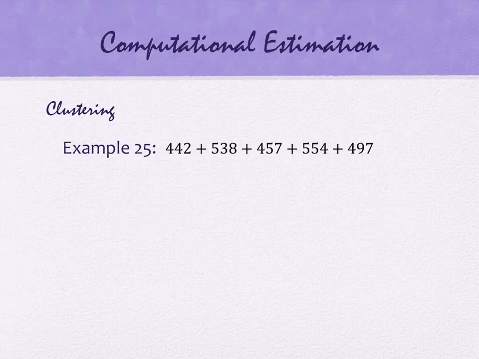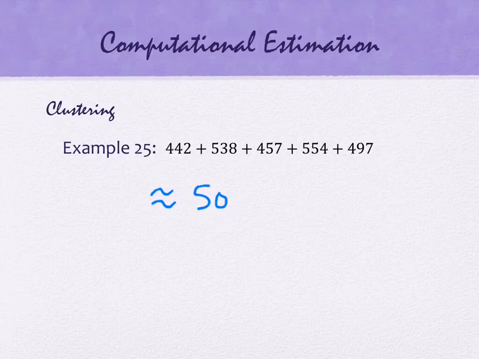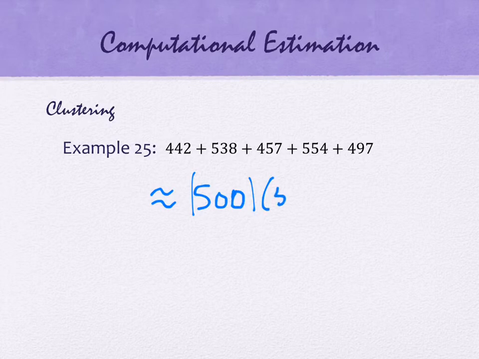I've got 442, 538, 457, 554, and 497. They're all close together. Agreed? And they're all approximately what? What's that? 500. They're all approximately 500, right? How many numbers are there? 5. So the approximation here is that these are all about 500. And there are 5 numbers.